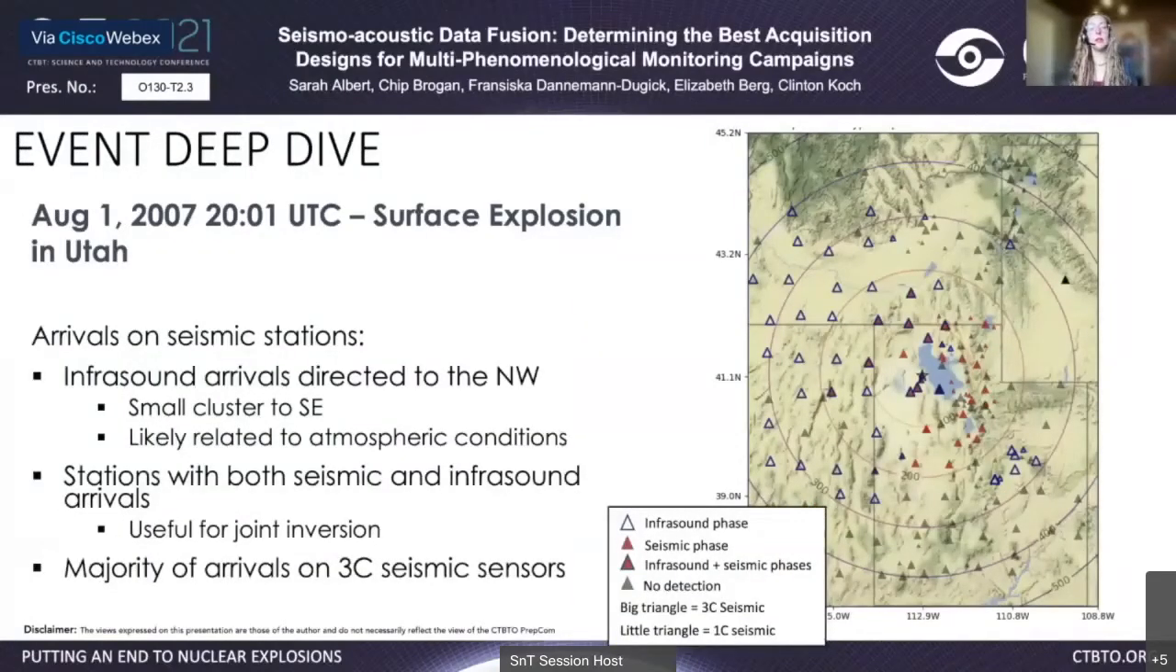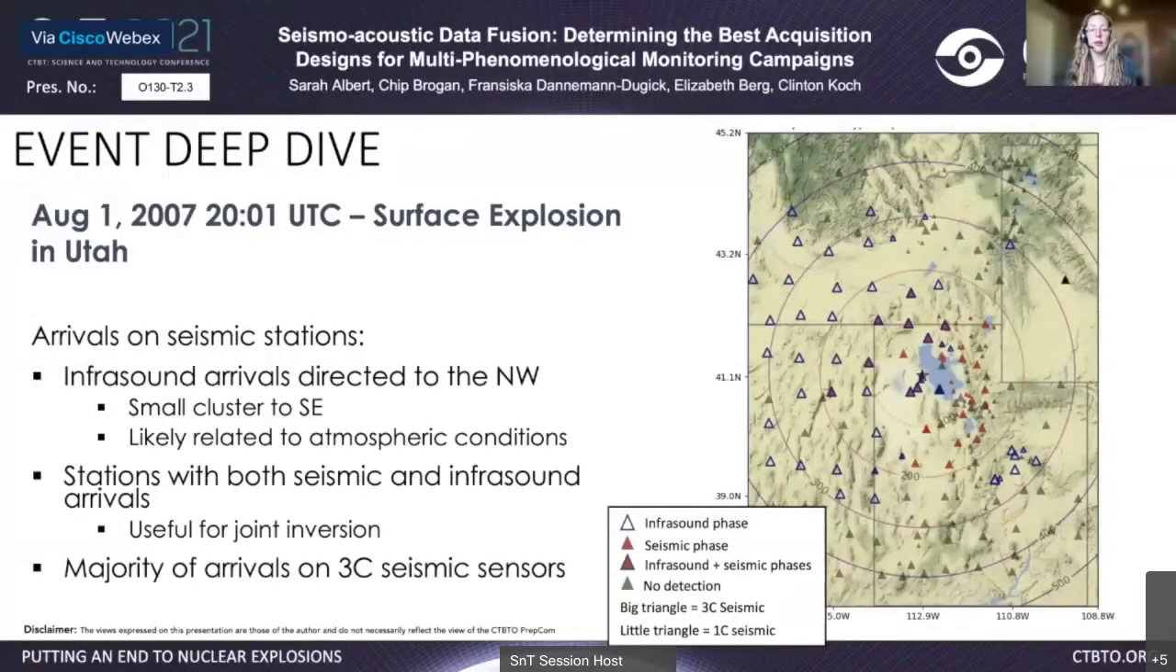So now let's take a deep dive into just one of the events from the catalog. This one is a surface explosion in Utah that occurred at the Utah Test and Training Range on August 1st, 2007. So here I'll take a minute to explain this figure because there's a lot going on here.